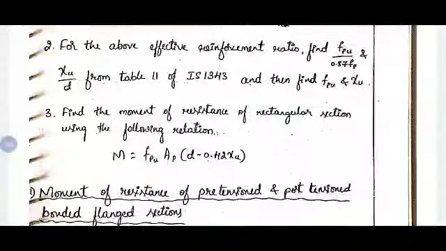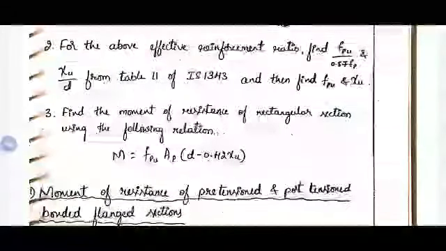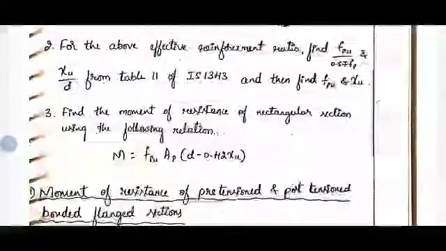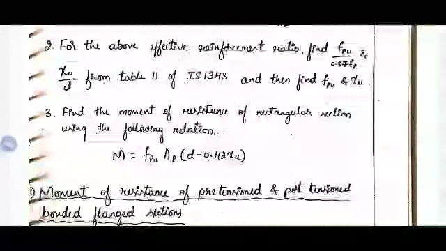Then moment of resistance by using the formula M equals FPU AP into (D minus 0.42 XU). So these are the three steps if the given problem is a rectangular section with bonded tendons.